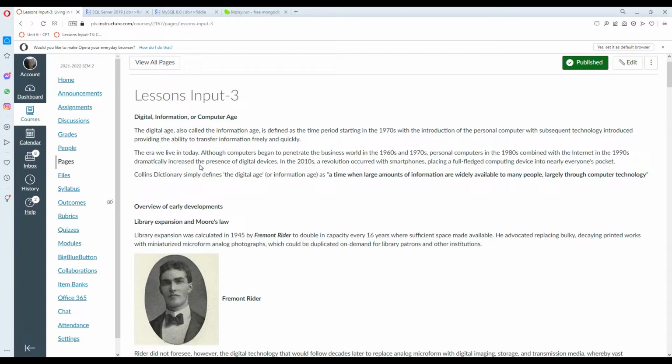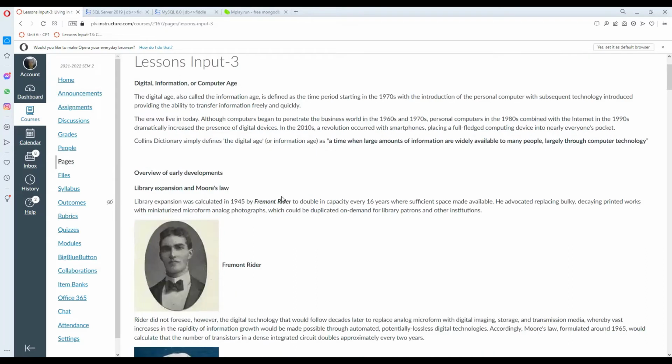The era we live in today, although computers began to penetrate the business world in the 1960s and 1970s, personal computers in the 1980s combined with the internet in the 1990s dramatically increased the presence of digital devices. In the 2010s, a revolution occurred with the smartphone, placing a full-fledged computing device into nearly everyone's pocket. Collins Dictionary simply defines the digital or information age as a time when large amounts of information are widely available to many people, largely through computer technology.